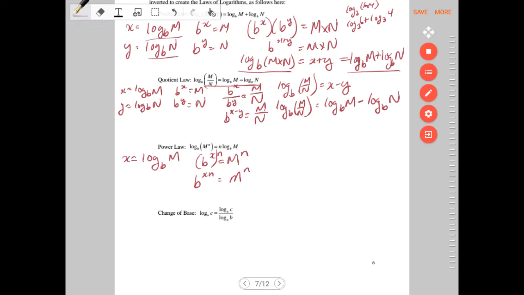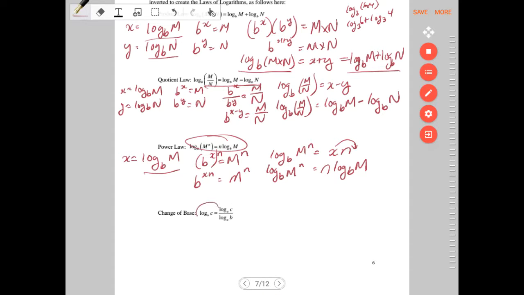I'm going to convert that now into logarithmic form. So that becomes log base b of m to the n equals x times n. But x, of course, is log base b of m. So remember multiplication, I can write them in whatever order I wish. So I'm actually going to put the n up front, and then x is log base b of m. So that's log base b of m to the n equals n log base b of m. Got it.